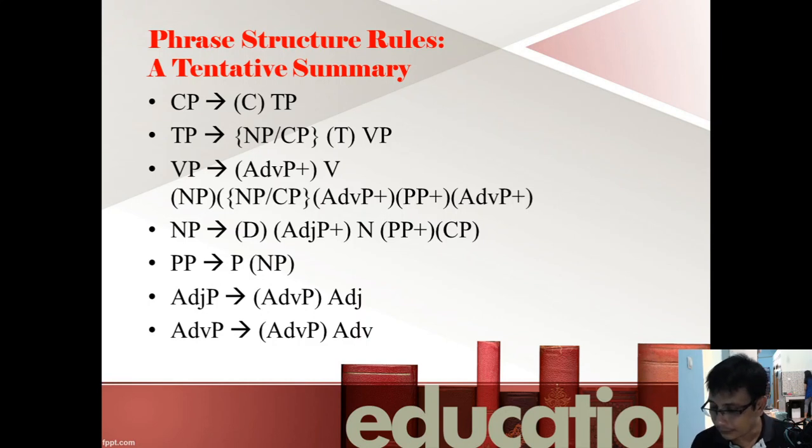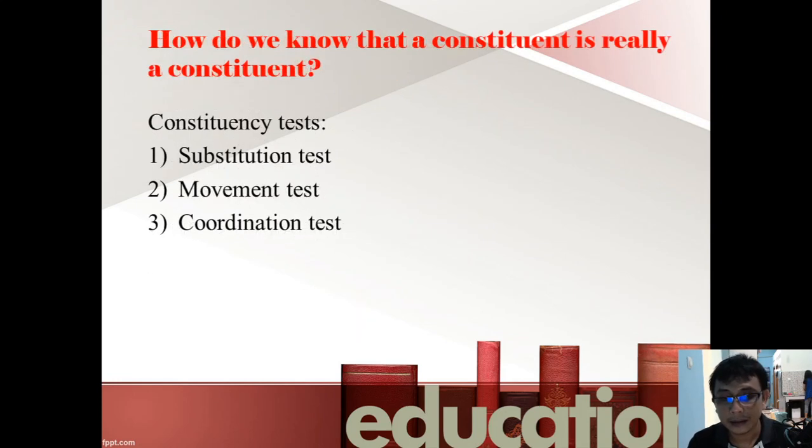Okay, now let me make it short by making a tentative summary. So these rules can be found in your textbook. So these are some rules that we have already known about a phrase, right? Even with extension to the so-called lexical categories. I'm going to talk about this later when we are talking about X-bar theory.